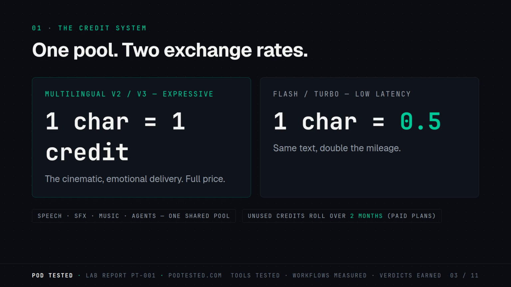First, the credit system. One credit is the unit for everything. Speech, sound effects, music, agents, all pulled from one shared pool. The exchange rate is the detail that matters. On the expressive multilingual V2 and V3 models, one character of text costs one credit. On the fast Flash and Turbo models, one character costs half a credit. Same text, double the mileage. And unused credits roll over for up to two months on paid plans.